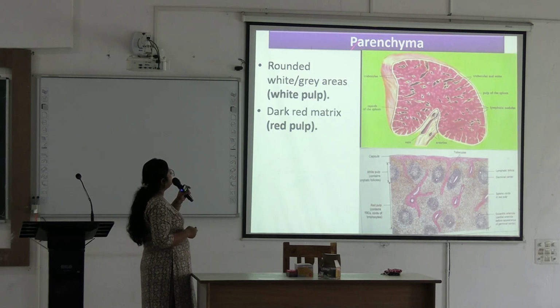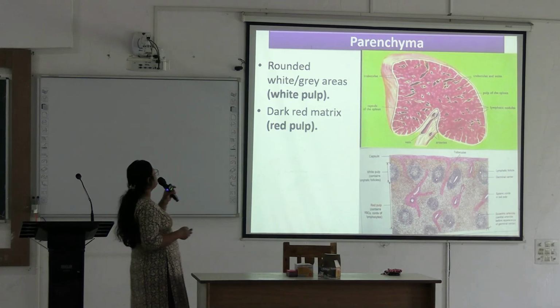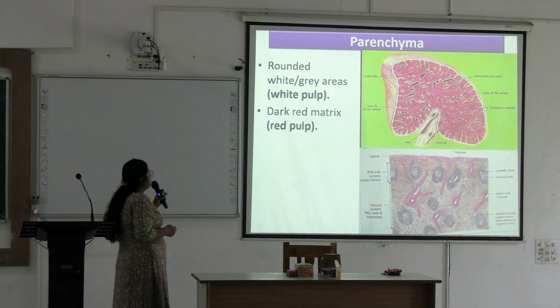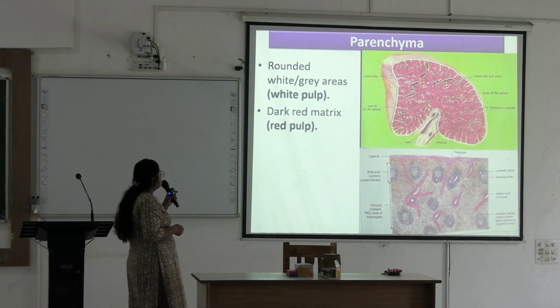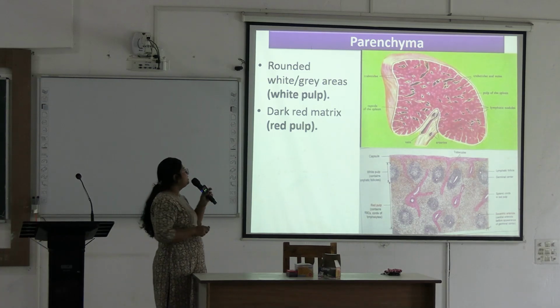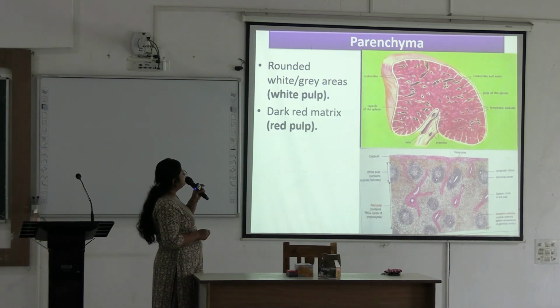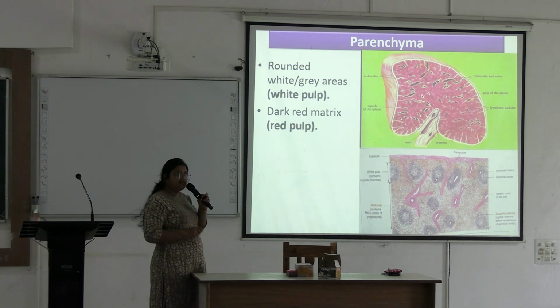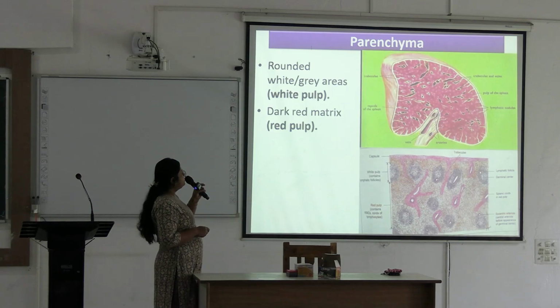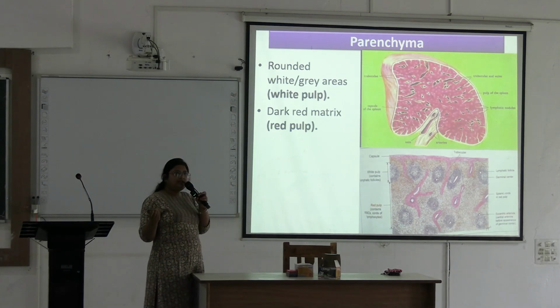Next we are going to the parenchyma. What is parenchyma? It is formed of rounded white or grey areas known as white pulp and dark red matrix that is red pulp. Here you can see this is section of the spleen. You can see some white dots within the substance. Everyone can see the white dots. These are white pulp and the rest reddish brown colored structure is the red pulp.